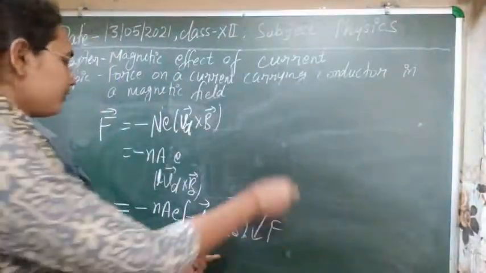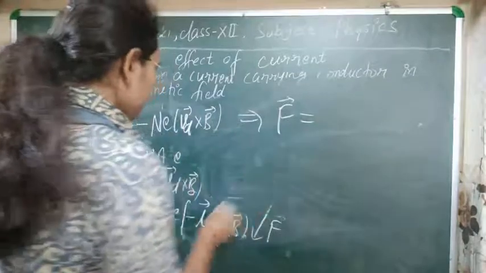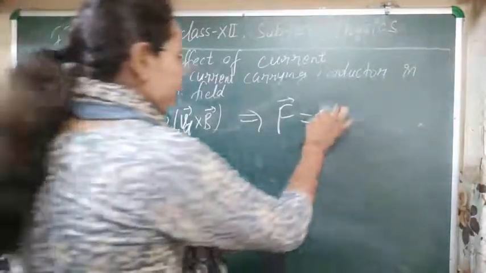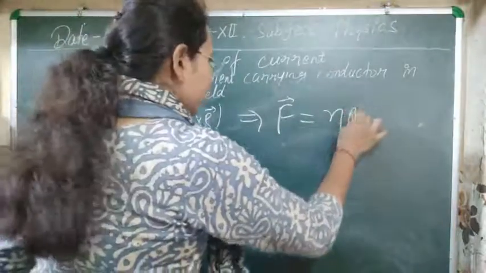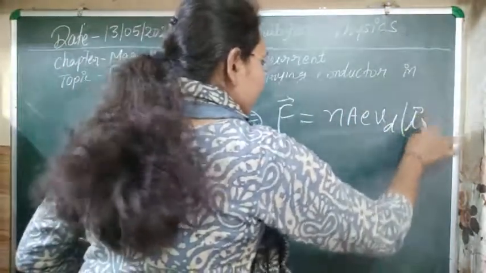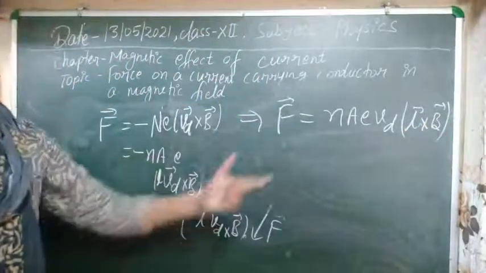Now you can see from here this will be F is equal to negative, you can take minus Vd as a common. So finally you can have NAe Vd and here L cross B. Clear? I think there is now no confusion in this section.